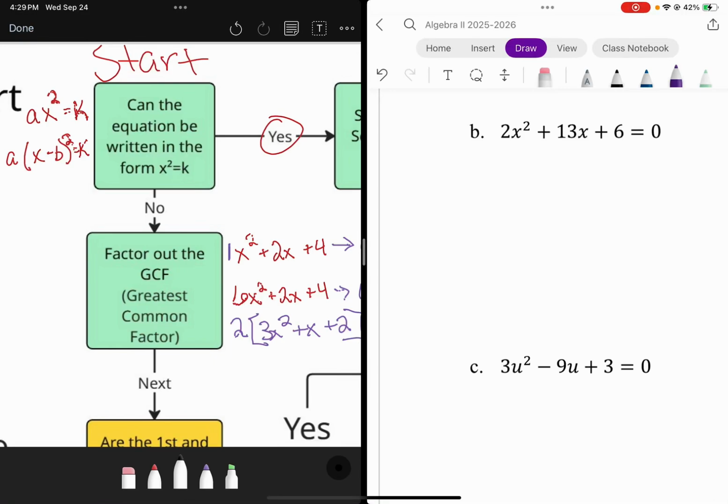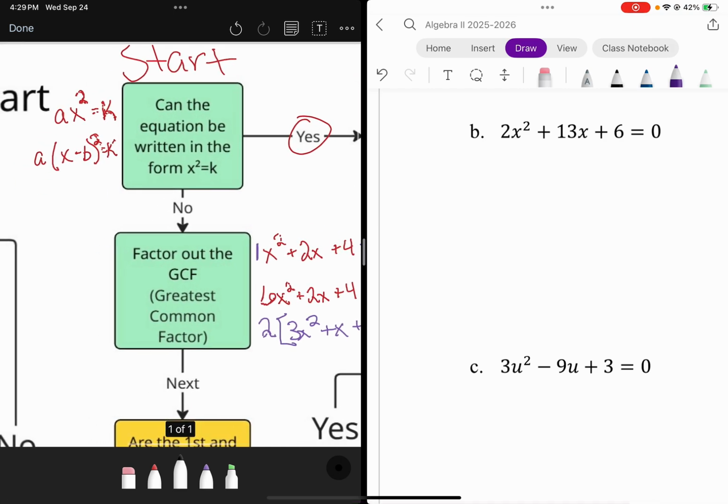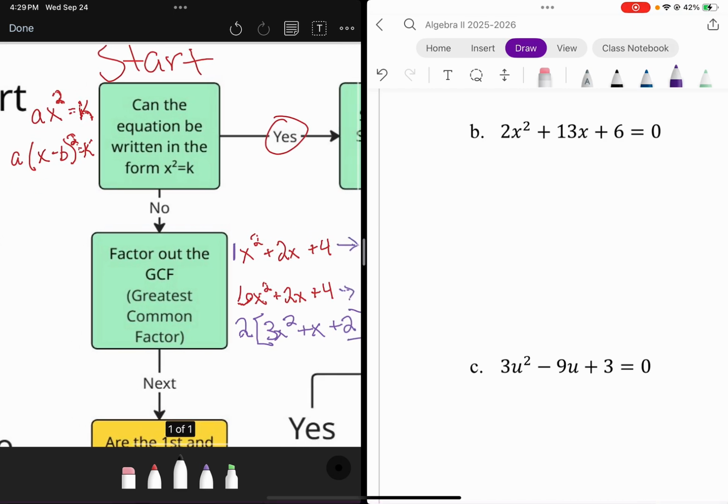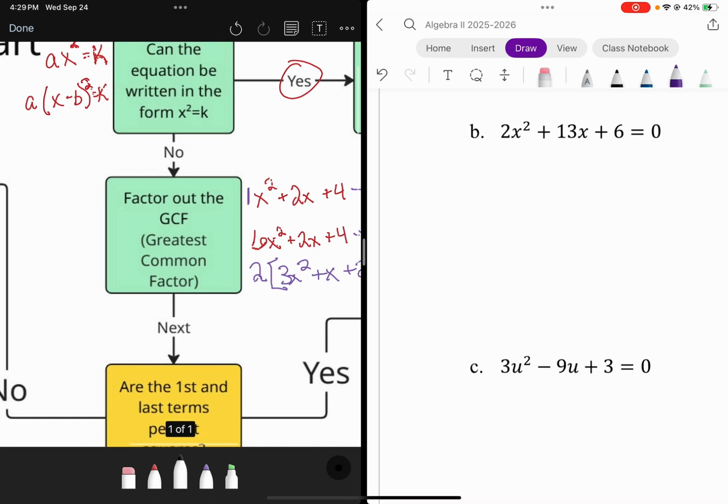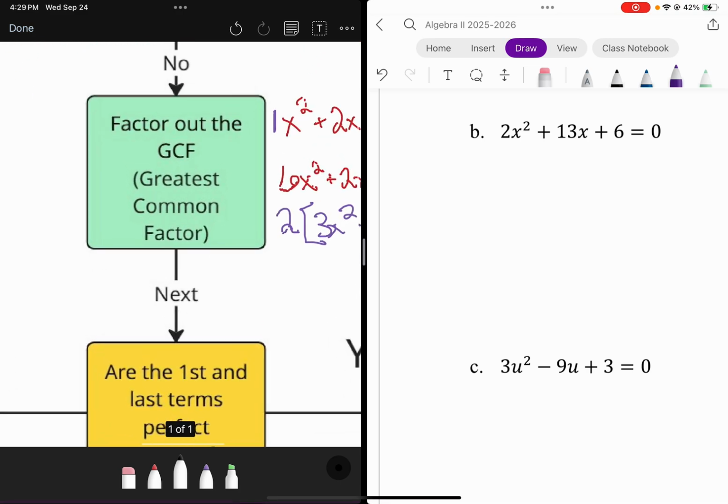All right, 3.3 example 4b. This one, we're going to start at the beginning of our flowchart to figure out how to solve this. So looking at it, it cannot be written in an x squared equals k format because we have an x squared and an x. So we're going to go down here.